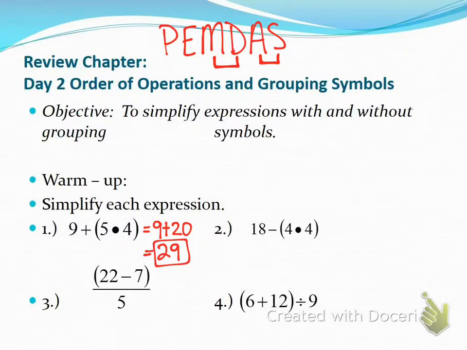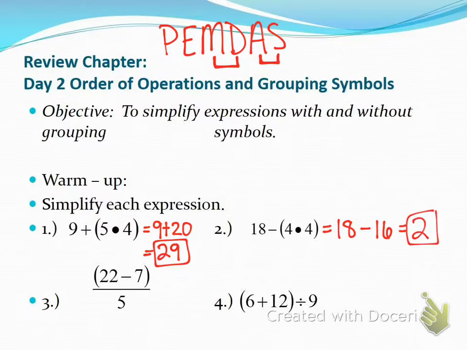On number 2, the first thing I need to do. Dominic? 4 times 4. Good. In the parentheses, by the way. Yep, 4 times 4 is? 16. Good. So we have 18 minus 16, which is? 2. 18 minus 16 is 2.